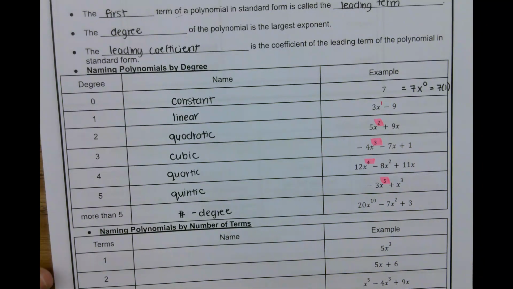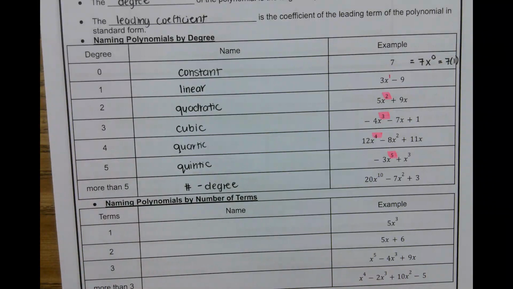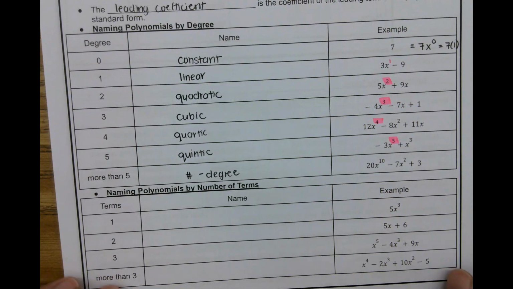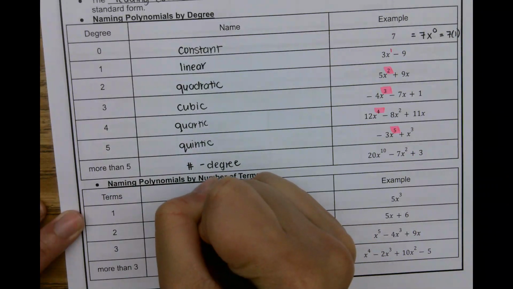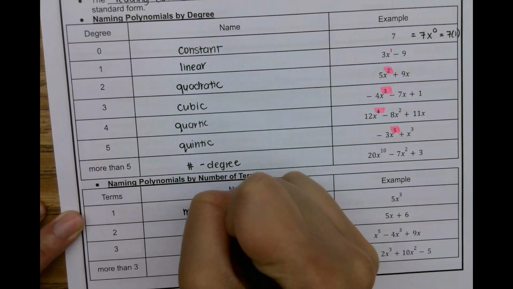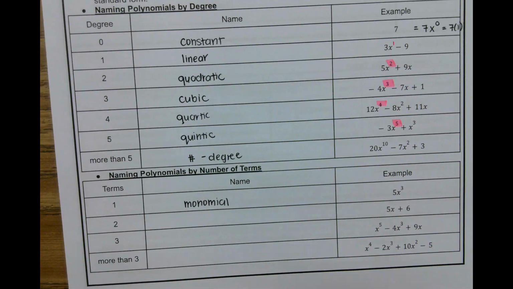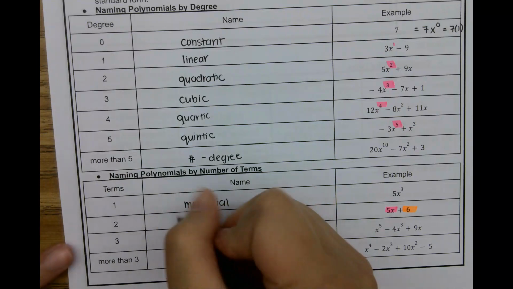Okay. So the other way we name polynomials is by the number of terms. Okay. Terms are separated by the plus or minus sign. So here there is one term. This is known as a monomial. Okay. If it has two terms like this, right, one term is 5x, the other term here is 6. Okay, two terms is known as a binomial.